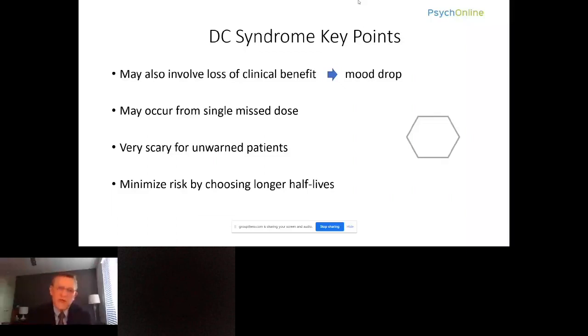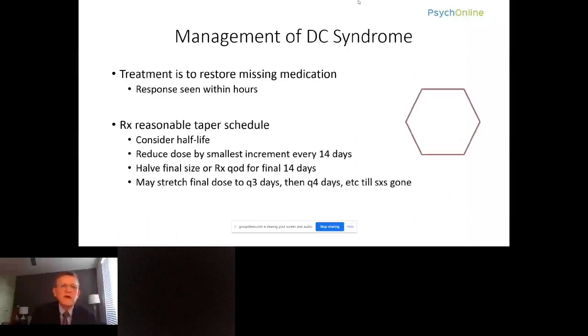Another way to minimize the risk of discontinuation syndrome is choosing medications with longer half-lives. At the one extreme, we have venlafaxine. At the other extreme, we have fluoxetine, which with its active metabolite, norfluoxetine, has an incredibly long half-life. So it takes 4 to 6 weeks to reach a steady state serum level of fluoxetine. And if you stop it abruptly, it takes that much time to lose it. So all things being equal, if you have a patient that's particularly sensitive to discontinuation syndrome, you might want to think about the longer half-lives.